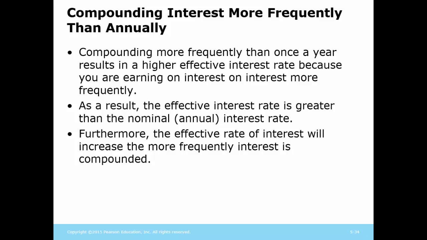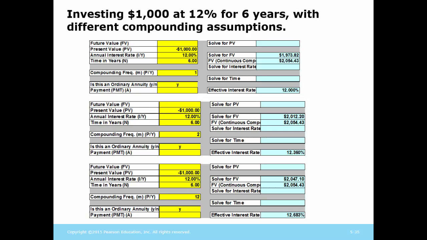What if you compound at different time frames, different frequency? That's always going to change. If you change how many times you calculate interest, it changes the values of your targets, whether they be present value or future value. So here we have $1,000 that's invested at 12% for 6 years. And the first assumption is we're going to invest compounded annually. So the compounding frequency is a 1. That comes out to a total of $1,973.82.